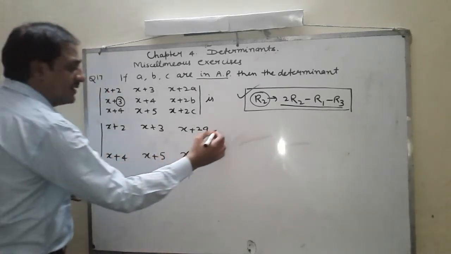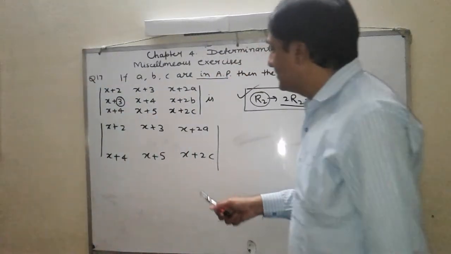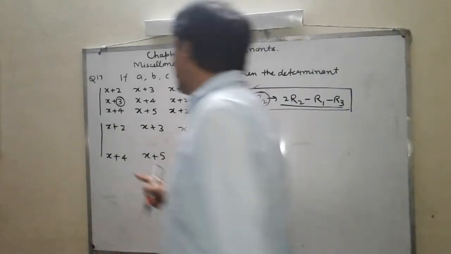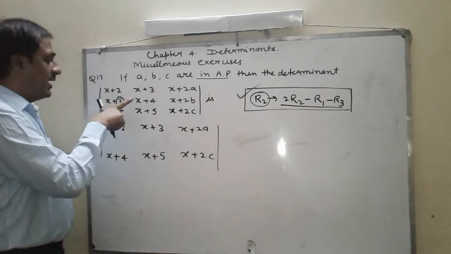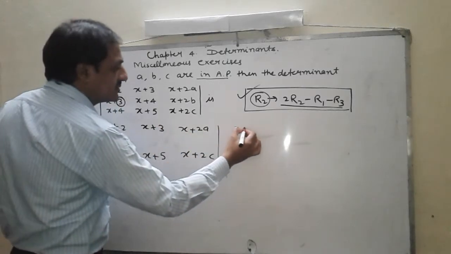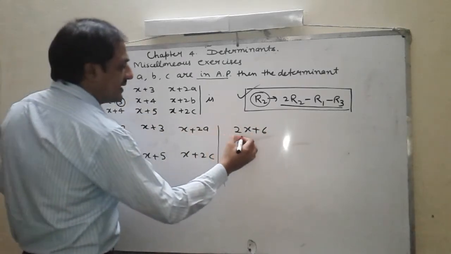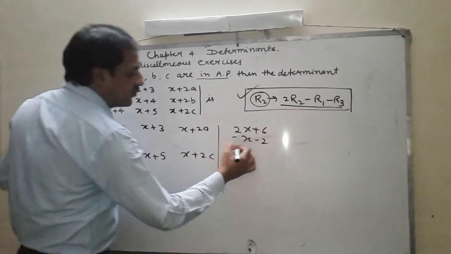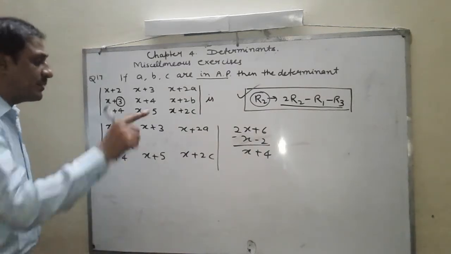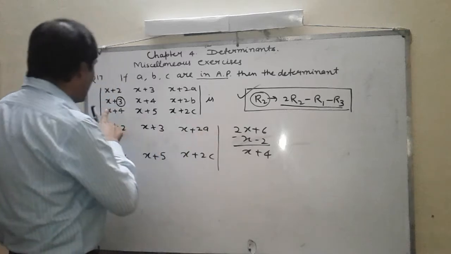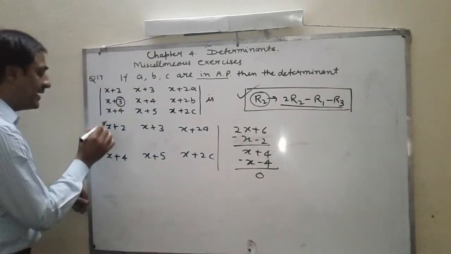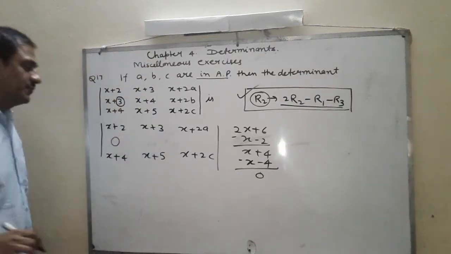Now I am going to write the elements of the second row by using this property, 2 times R2. 2 times R2 means the first element of this R2 is x plus 3, 2 times of this is 2x plus 6, minus x minus 2, so we will get x plus 4. Now I am going to subtract R3. If you subtract minus x minus 4, you will get 0. It means the element of this place will be 0.